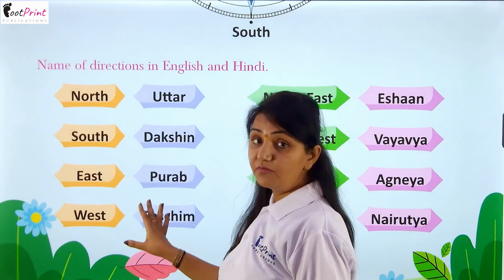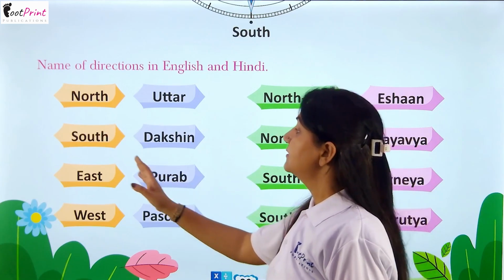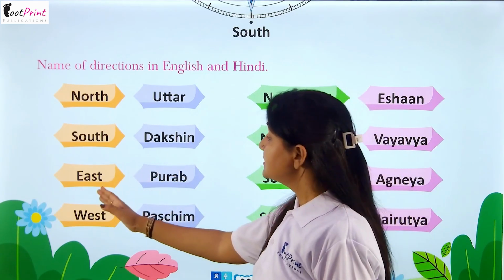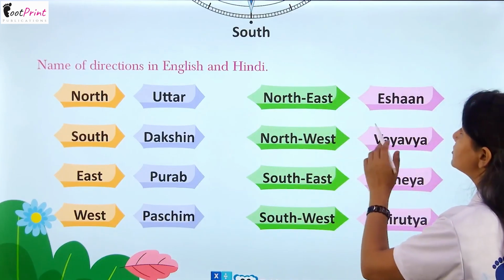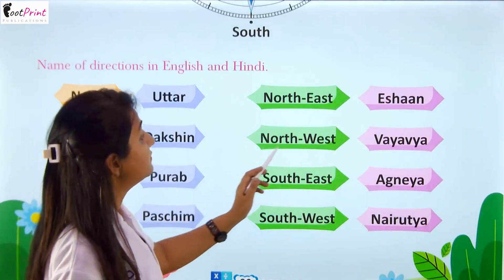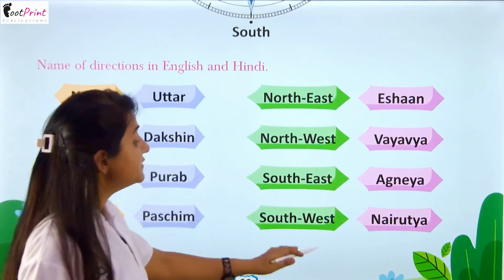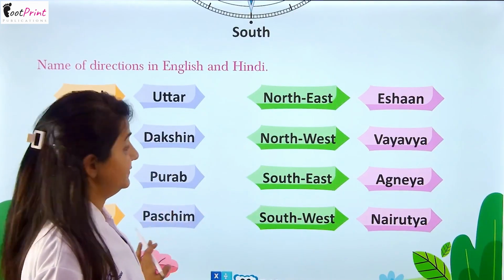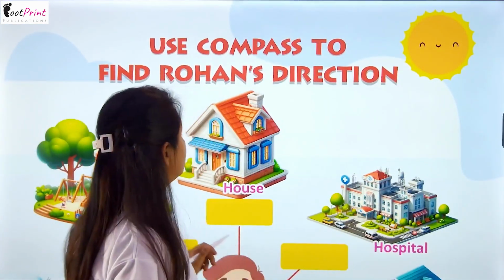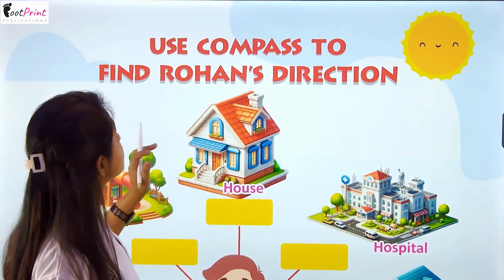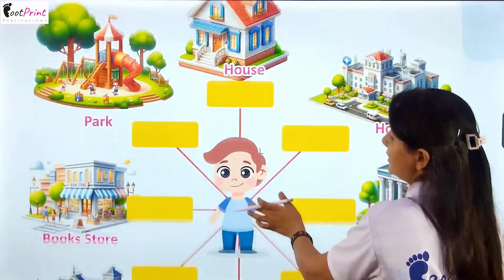Now, these are the names of the directions in English and in Hindi as well. North is called Uttar in Hindi, south is called Dakshin, east is called Purab, west is called Pachchim, northeast is called Ishan, northwest is called Vayavya, southeast is called Agnya, southwest is called Nairitya in Hindi. These are the names of all the directions in Hindi and in English as well. You have to revise them. Now we use a compass to find Rohan's directions. This is the activity that you have to do with your teacher.